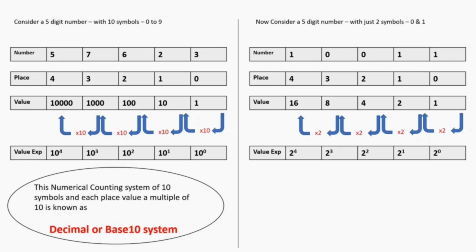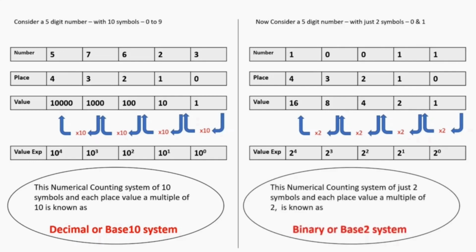Any guesses what this could be now on the right hand side? Because we use only two symbols and each place value is a multiplication of 2, we call it binary. Binary is 2, 0 or 1, and hence we call it a base 2 system.